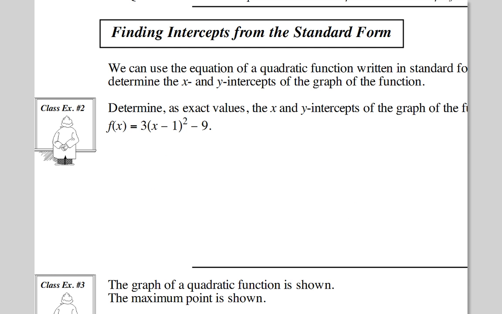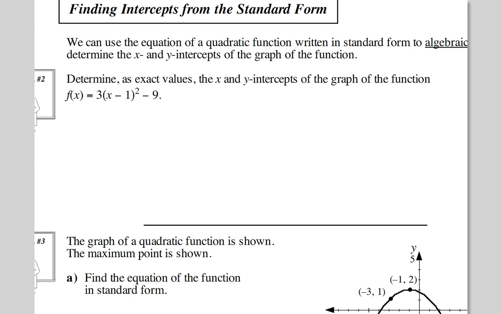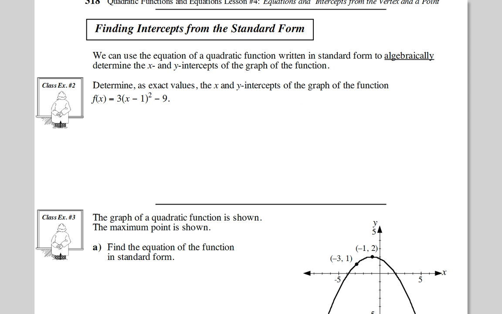Here's the strategy. Finding intercepts from the standard form. Okay, so we can use the equation in the standard form, and I'm just going to put the vertex form there. Okay, so algebraically determine the x and the y-intercepts. Okay, let's just start with the y-intercept. This is much easier.